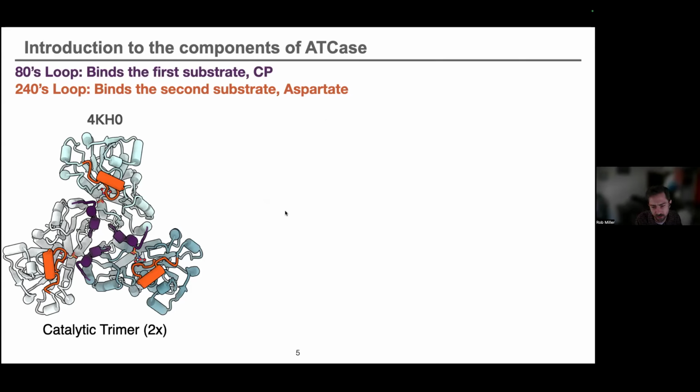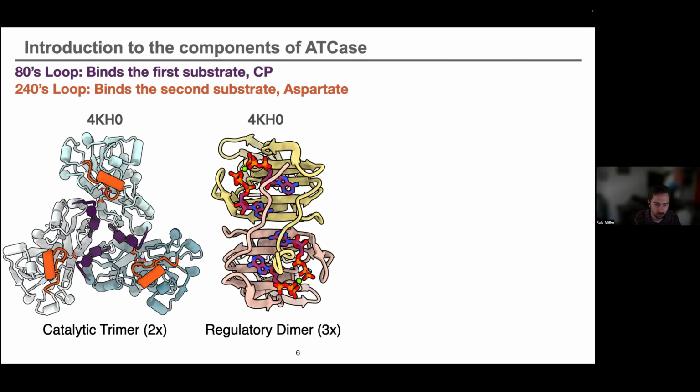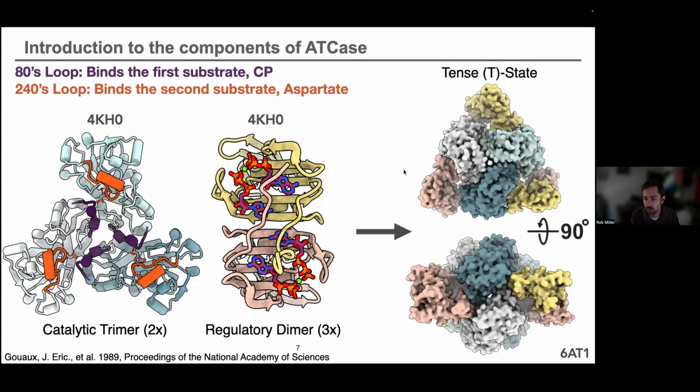The crystallography and these other biochemical techniques reveal that there's a second functional subunit, a regulatory subunit, which forms regulatory dimers, three of them in total. And crystallography revealed that each regulatory monomer is capable of binding up to two allosteric nucleotides bridged by a magnesium ion. And in the full assembly of ATCase, we see that it forms a heterododecamer, so 12 subunits in total, with the two unique subunits, the catalytic and the regulatory.